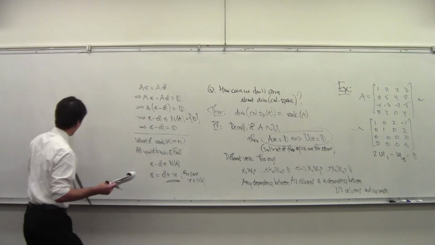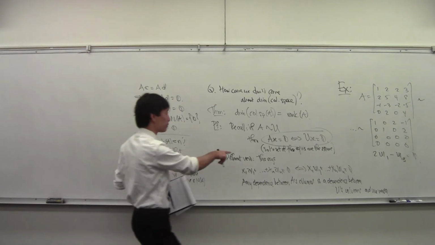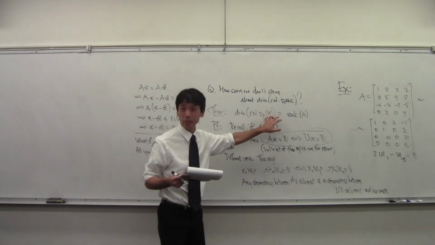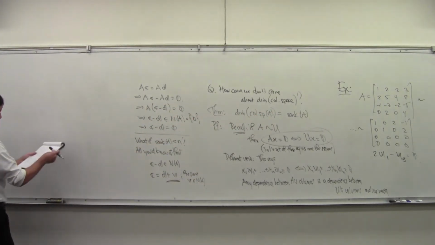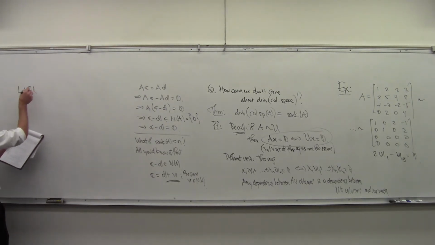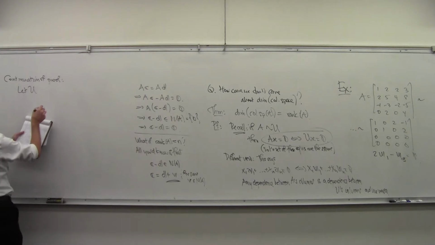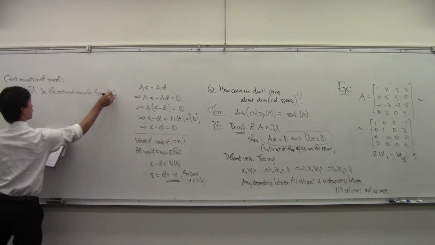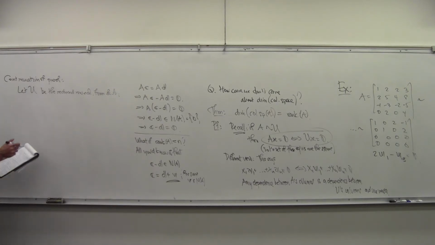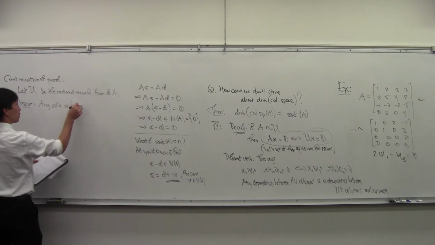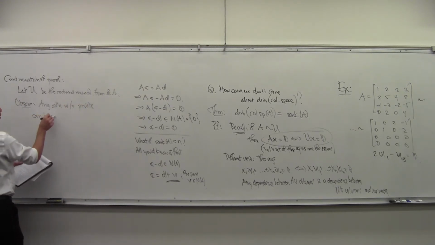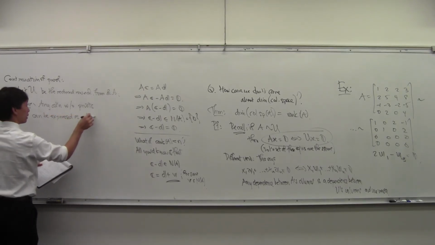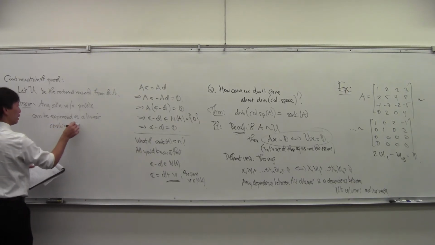So now let's come back to the proof. We want to show that the dimension of the column space and the dimension of the row space are the same. Let's continue the proof. Let U be the reduced row echelon form. Observe that any column without pivots can be expressed as a linear combination of the columns with pivots.